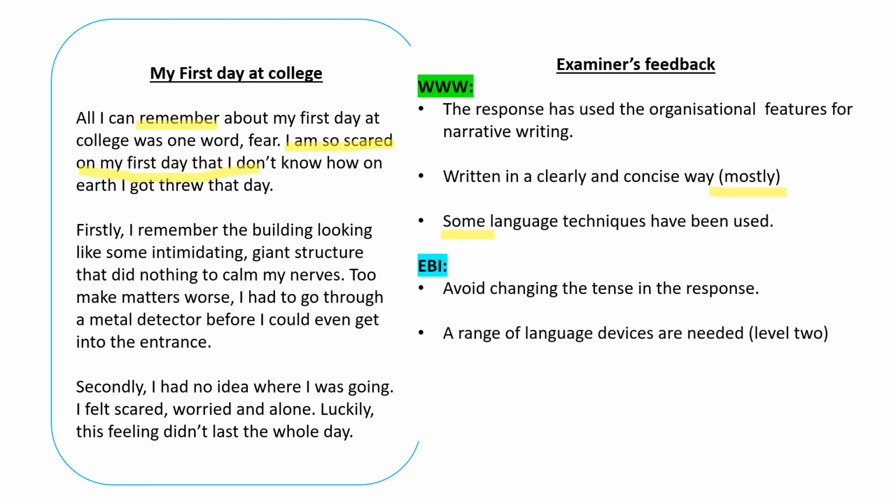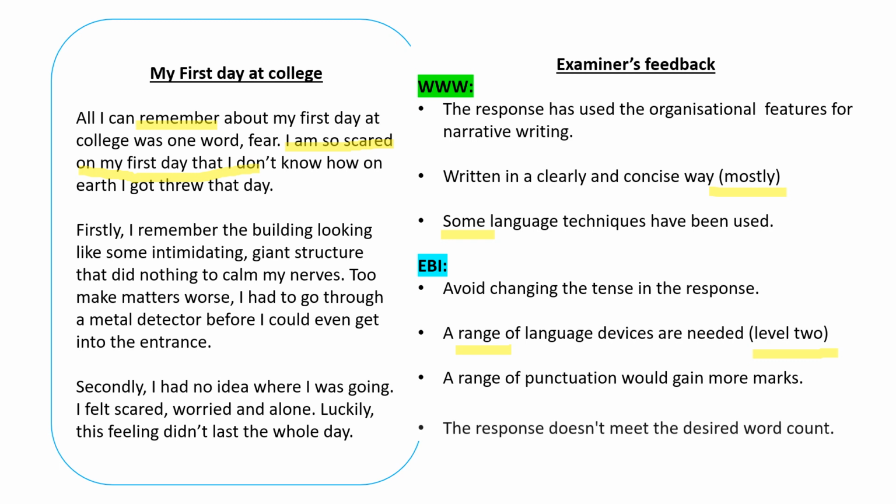A range of language techniques are needed, and you can see there in brackets we have level 2. So this is more for people who are thinking about going on to level 2 or even GCSE English. Yes, this made quite a good start really. It has used a few techniques, but in order to get a really high mark, especially when you think about level 2 or GCSE, we would be after a few more examples of language techniques. A range of punctuation would gain more marks, and the response doesn't meet the desired word count.